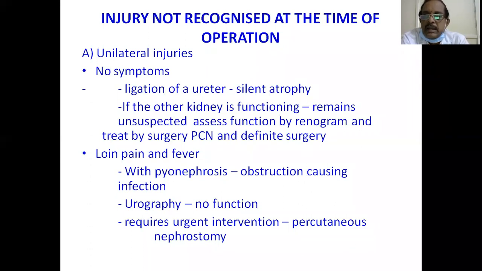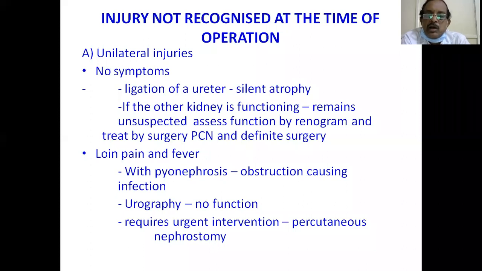If you assess by renogram and there is still function in the kidney, you can do a percutaneous nephrostomy and definitive surgery later. If on investigation for another cause you find it in the immediate post-op period or within 6 weeks or so, you can do a renogram, assess the function, and if there is function, you have to try to conserve it by doing a percutaneous nephrostomy and then do definitive surgery depending on the situation.